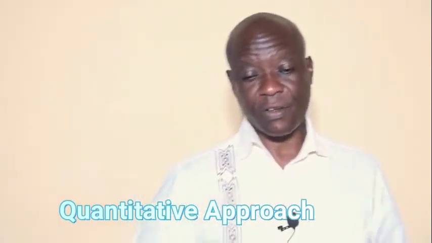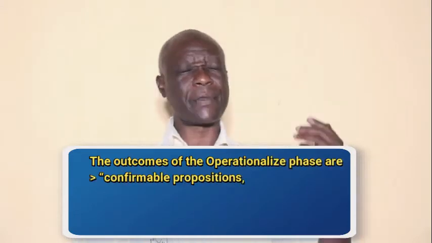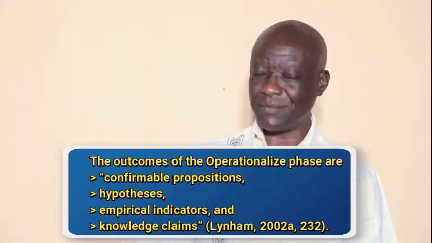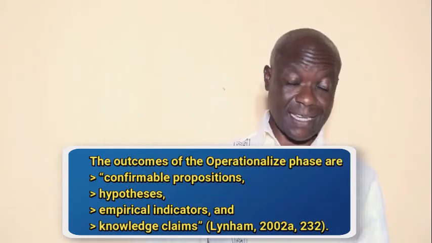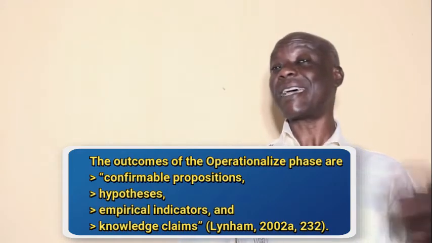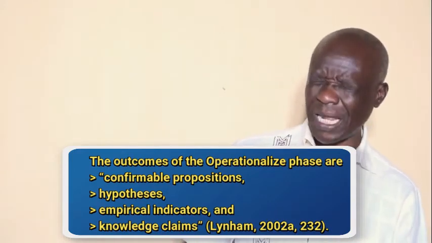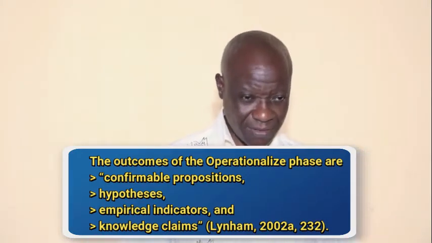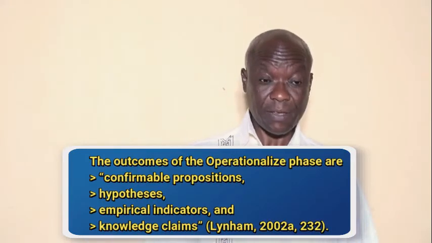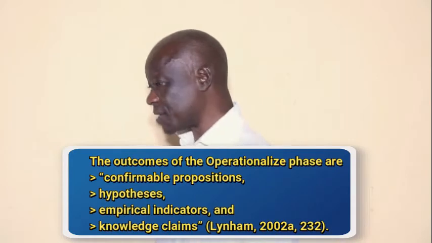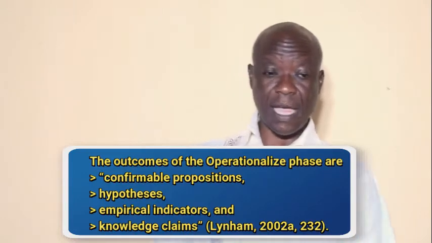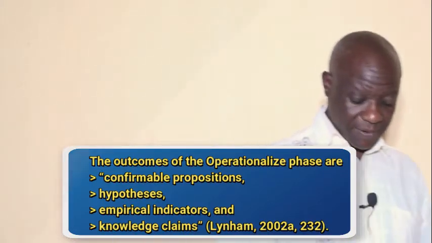So the outcome of the operationalized phase are confirmable propositions, confirmable hypotheses, confirmable empirical indicators, and confirmable knowledge claims, ladies and gentlemen. And of course, as I said earlier on, knowledge is justified true beliefs. And these are claims, by the way, for individuals to claim that they know. That means there must be justification of their beliefs, right? And these beliefs must be true. So justified true beliefs. So the quantitative view of operationalizing theory specifically includes propositions, empirical indicators, and hypotheses as the remaining steps in Dubin's theory building process.